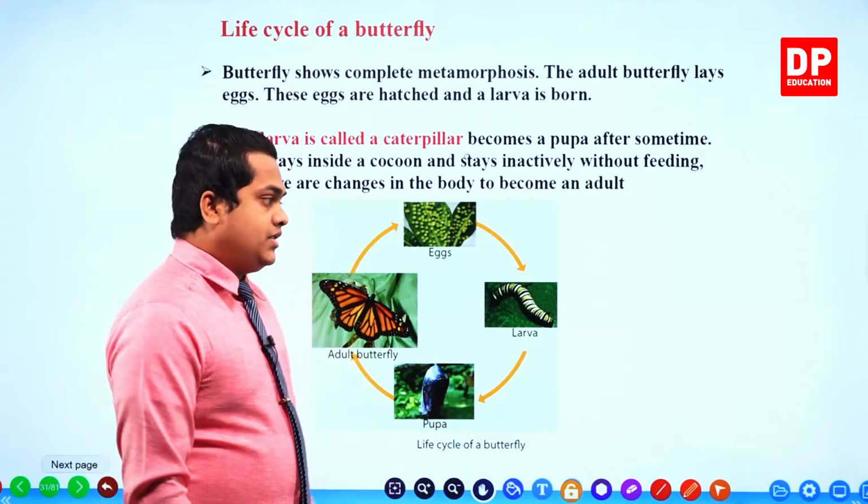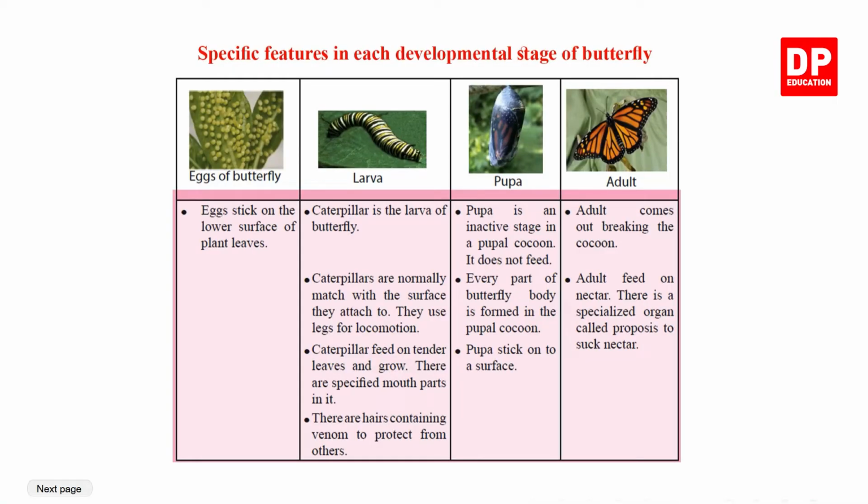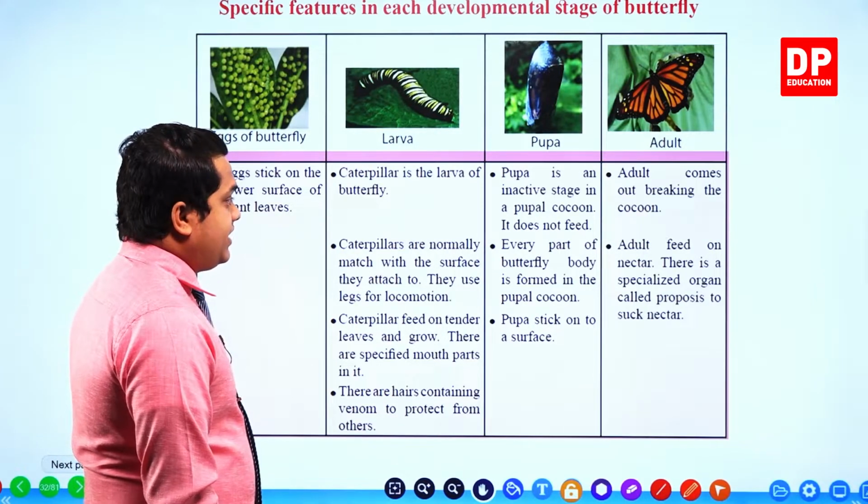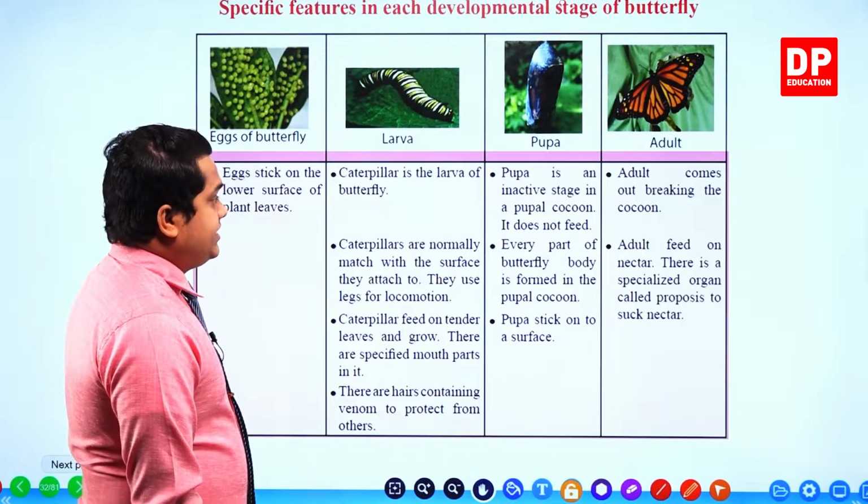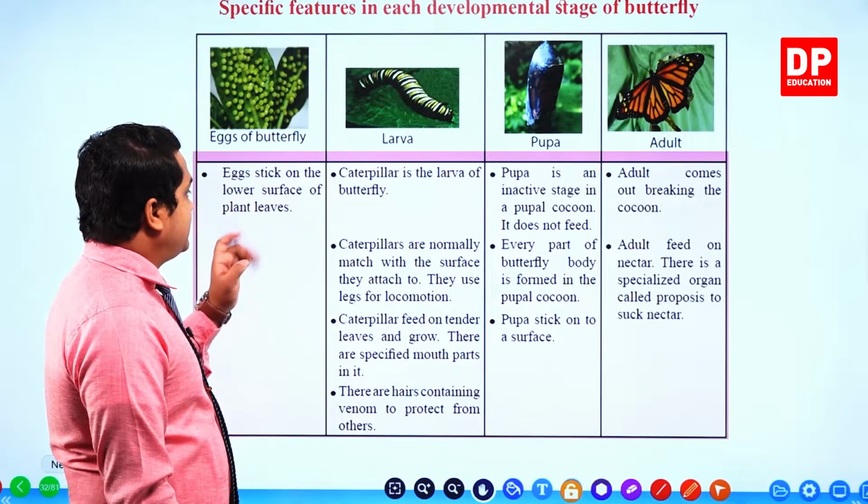Okay, then with the development of the butterfly, several structural changes are going to happen. So within each of these stages, let's see what are the key things that we can observe. It is given the specific features in each development stage of the butterfly. Within each development stage of the butterfly, what are the key features that we can observe? So let's see. First one, eggs.